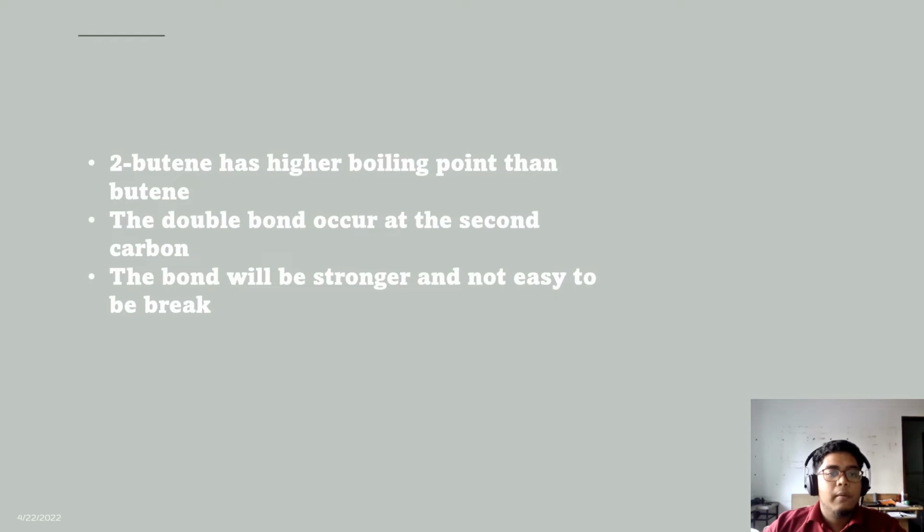And 2-butene has a higher boiling point than butene. The double bond occurs at the second carbon, and the bond will be stronger and not easy to break. As we know, 2-butene has the highest boiling point compared to butene and methylcyclopropane.